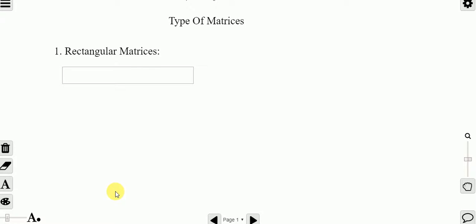Hello students. Today we will be learning about the different types of matrices we have. The first one we will be learning is the rectangular matrix.